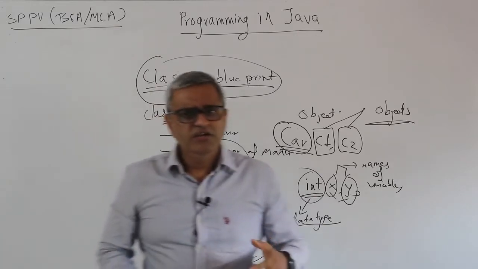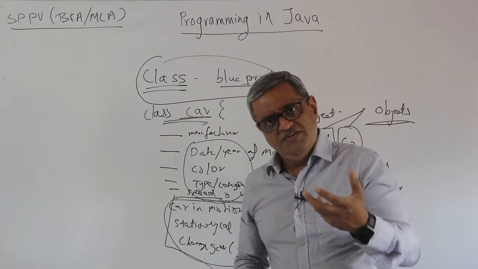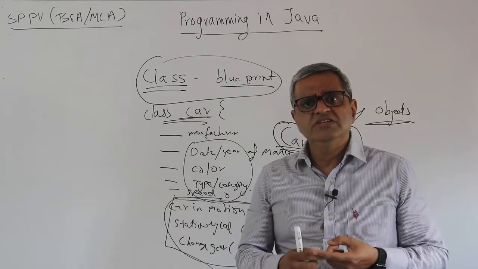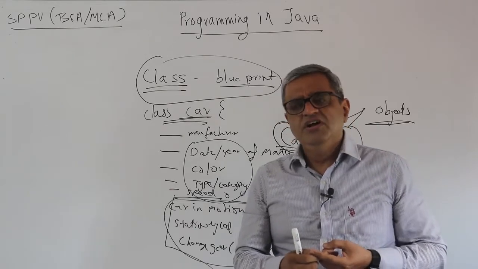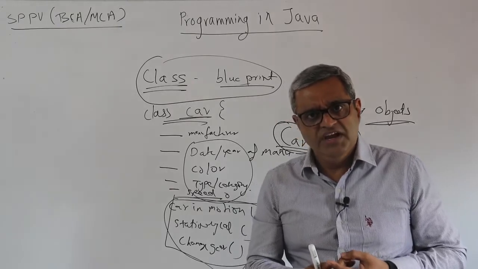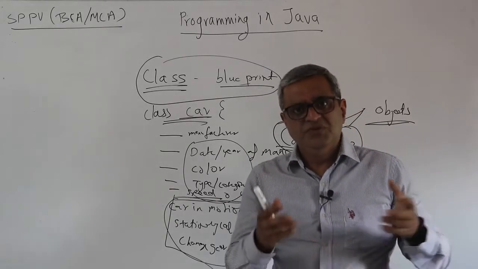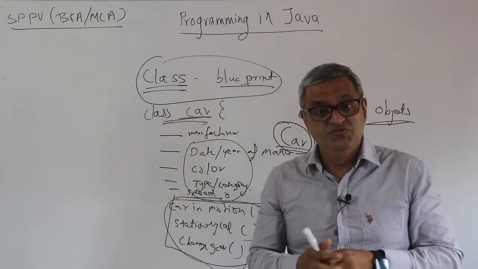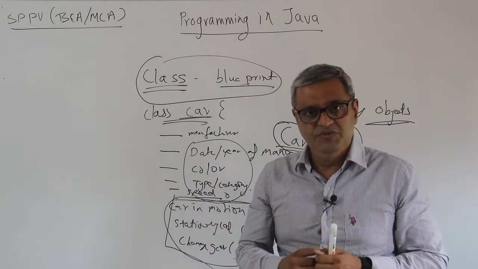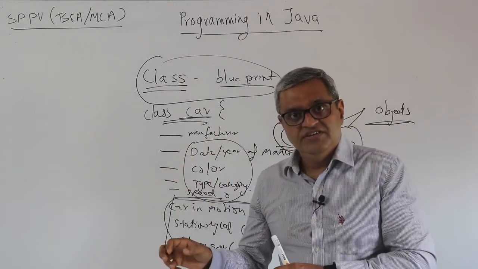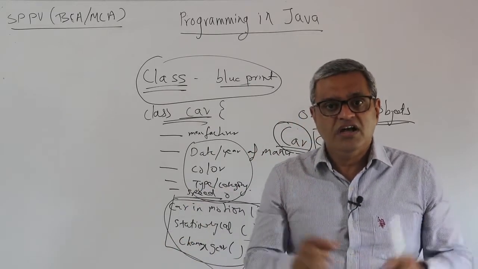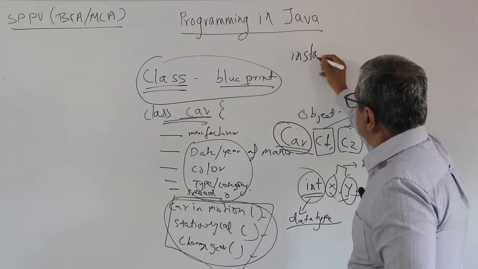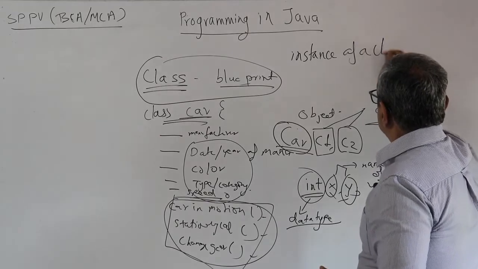So let me repeat a few things which I had already mentioned, for better understanding. A class is a framework, a class is a blueprint, a class comprises attributes and operations or methods which could manipulate the values of those attributes. An object is an instance of a class. See the word I am using. An object is an instance of a class.